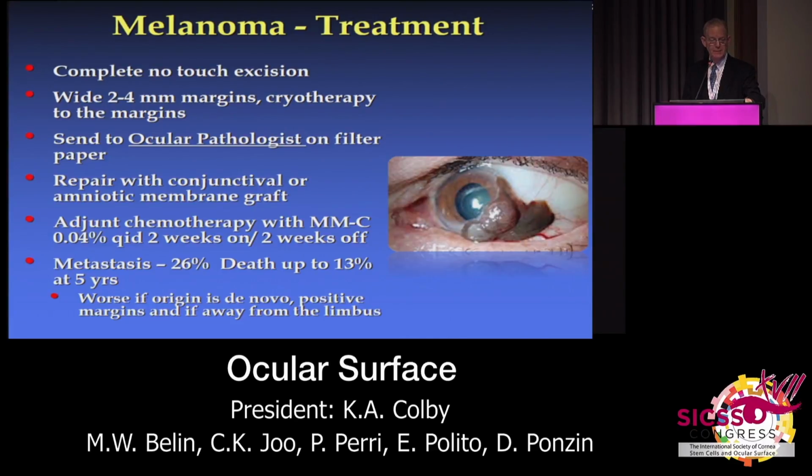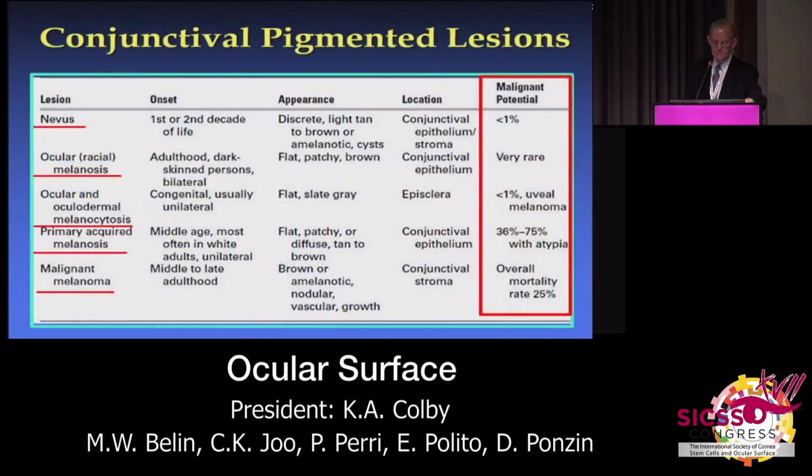So this is the one we really all are worried about, and in the back of our mind we are kind of thinking about it at all times when we see a pigmented lesion. It's worse if the origin, again, is de novo versus from PAM, for example, and if there are positive margins, and if it's not at a limbal location.